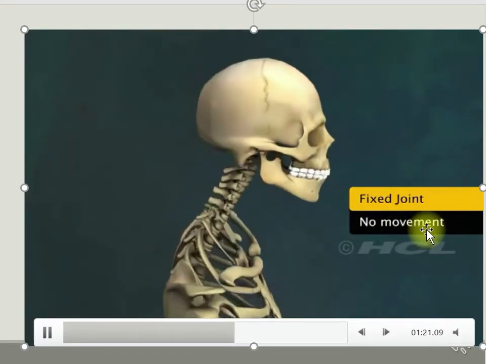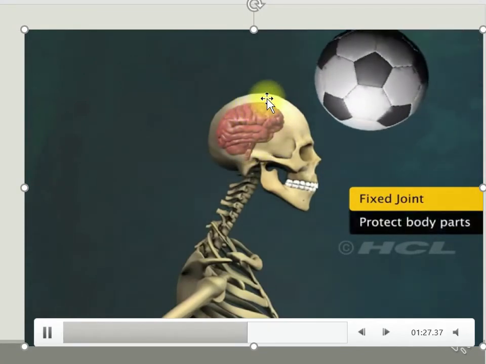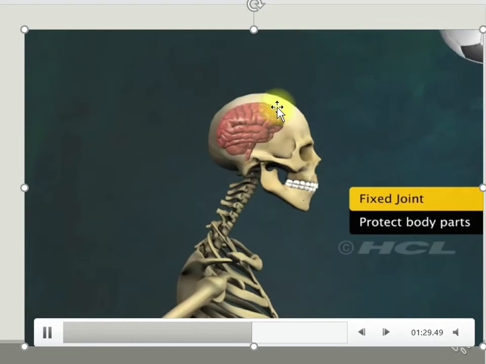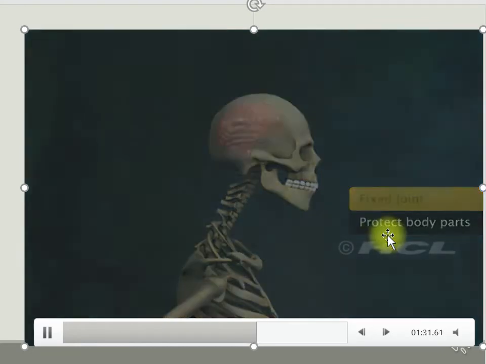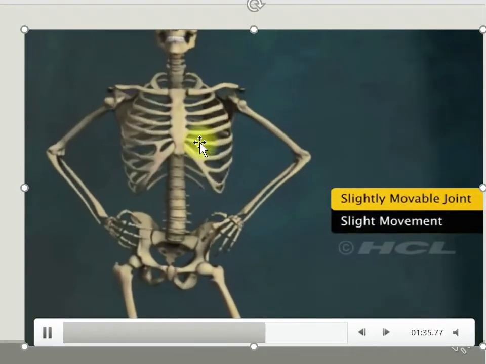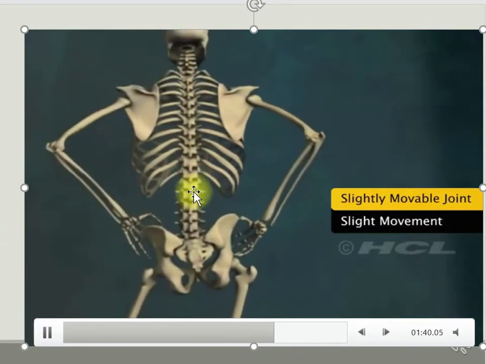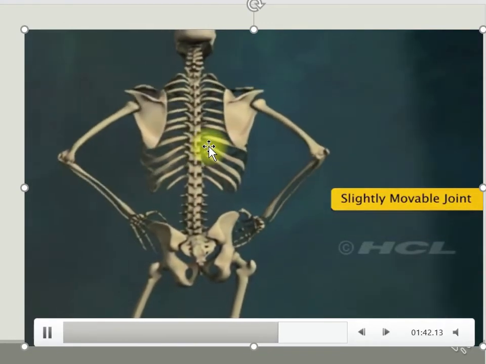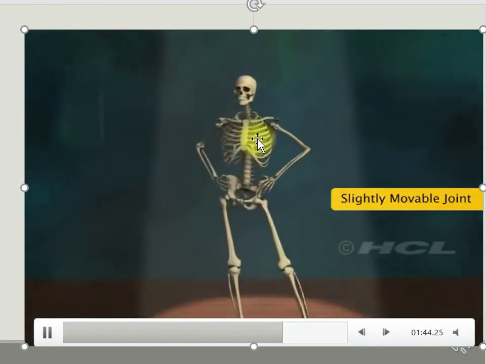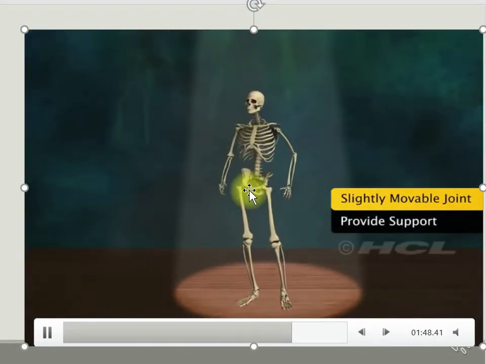So there is no movement, and as a result it protects the brain, the most delicate organ of our body. It provides protection to the body parts. Then there is slight movement. See the bending forward and backward due to the vertebrae, and there is slight movement between the sternum and the ribs. So they provide support to the body.